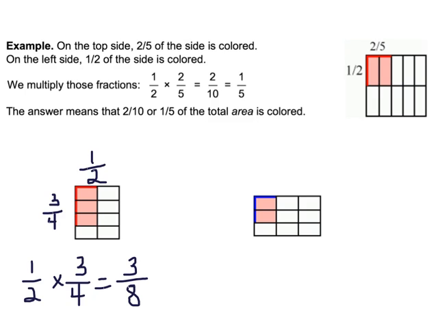That cannot be simplified, but if I go back and count, I do have 1, 2, 3 out of 1, 2, 3, 4, 5, 6, 7, 8. 3 out of the 8. And so my answer is correct.